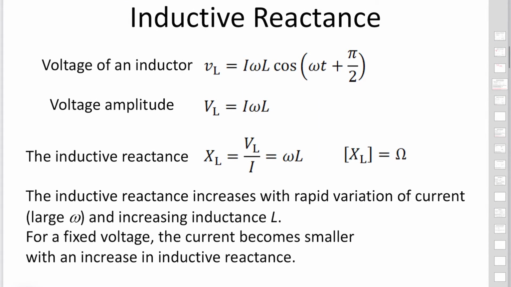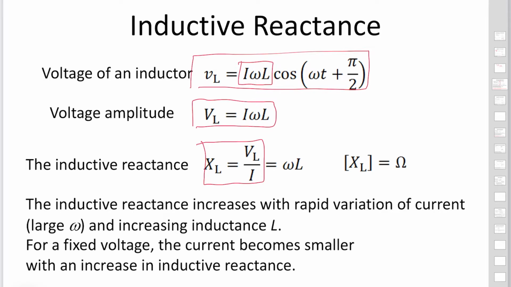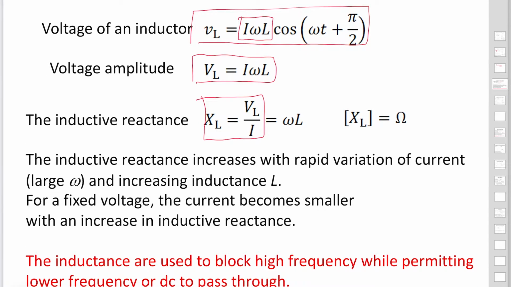Inductive reactance is defined by the magnitude of the voltage over current. So from the expression for the instantaneous voltage, the magnitude can be found: I omega L. This is the voltage amplitude. Capital V sub L is equal to I omega L. So inductive reactance is the ratio of the voltage amplitude over I. The unit is the same as for resistors, ohm.